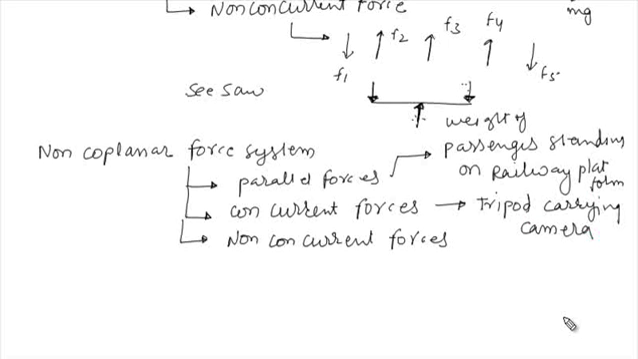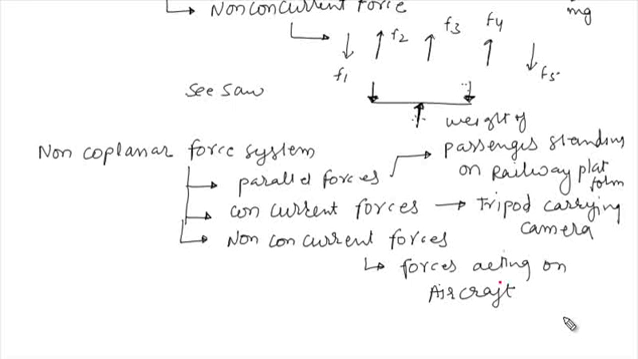Similarly, the last one, that is non-coplanar, non-concurrent forces, means all the forces will lie in different planes and their line of action will not pass through a single point. A very good example is forces acting on an aircraft. It's a very good example of non-coplanar, non-concurrent forces.